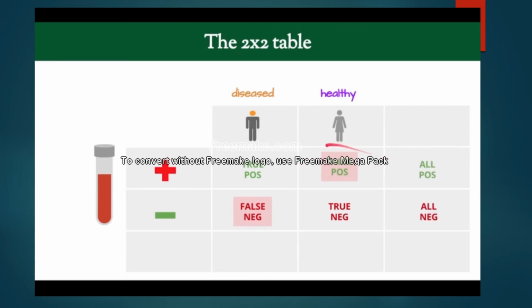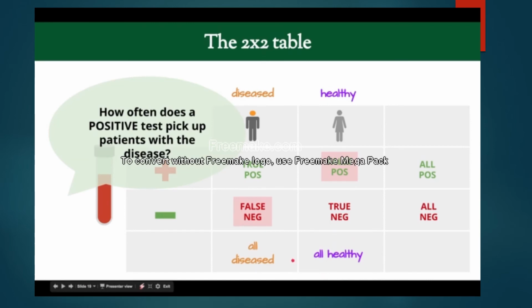And so if you add up the true positives and the false positives, that's all the times that this was positive. And if you add up all the false negatives and the true negatives, that's all the times that the test was negative. And similarly, you can add up all the healthy patients and all the diseased patients, right? And that's the true positives and the false negatives for the diseased, and the false positives and the true negatives for the healthy patients.